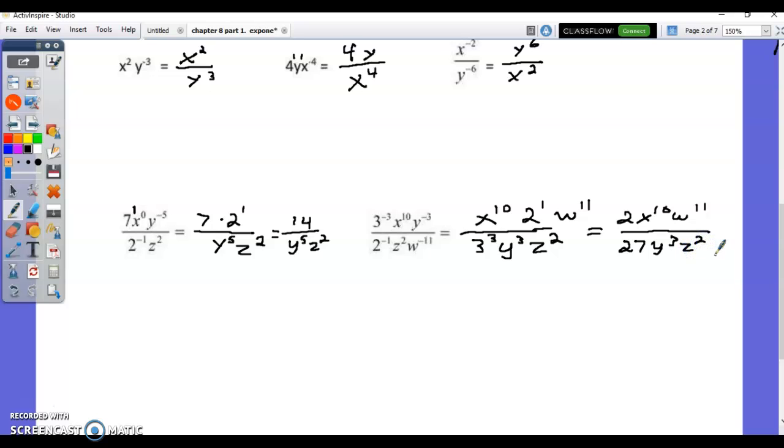All right, so for this section, it's just basically 1. If you know that it's raised to the 0 power, it equals 1. And if it's negative, you're just moving it to the opposite side of the fraction and changing it to a positive. So if it's a negative on the bottom, move it to the top and make it positive. And if it's a negative on the top, move it to the bottom and make it positive.